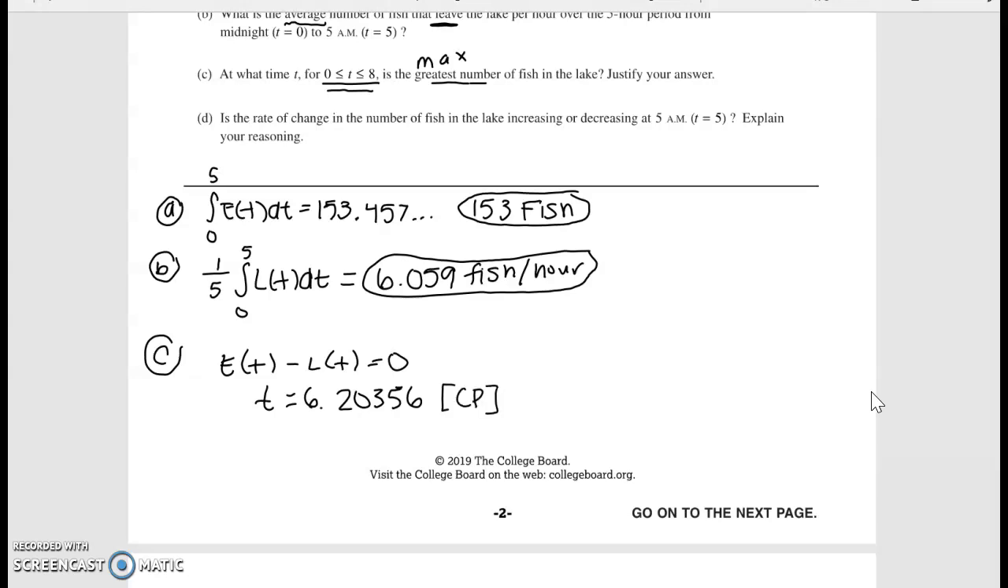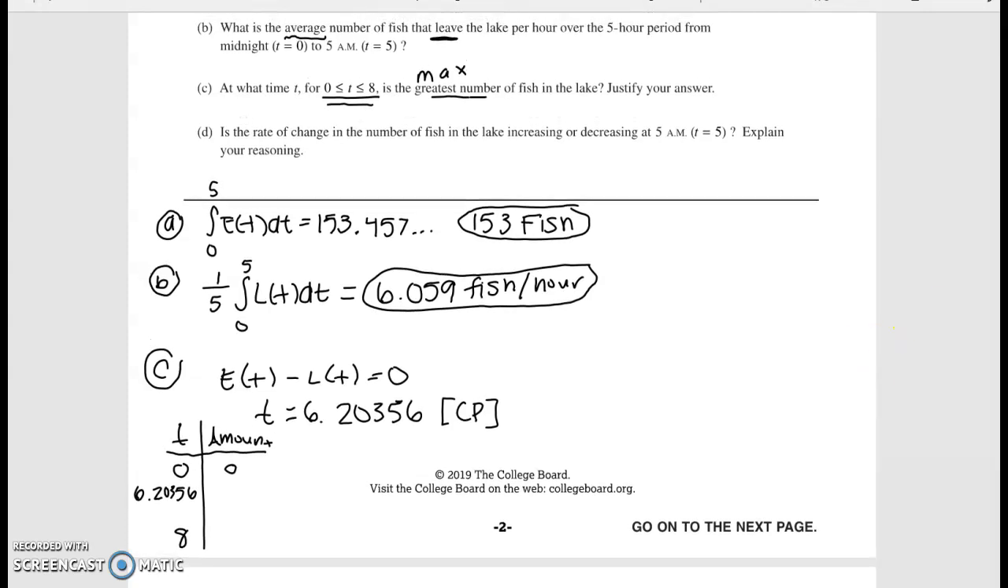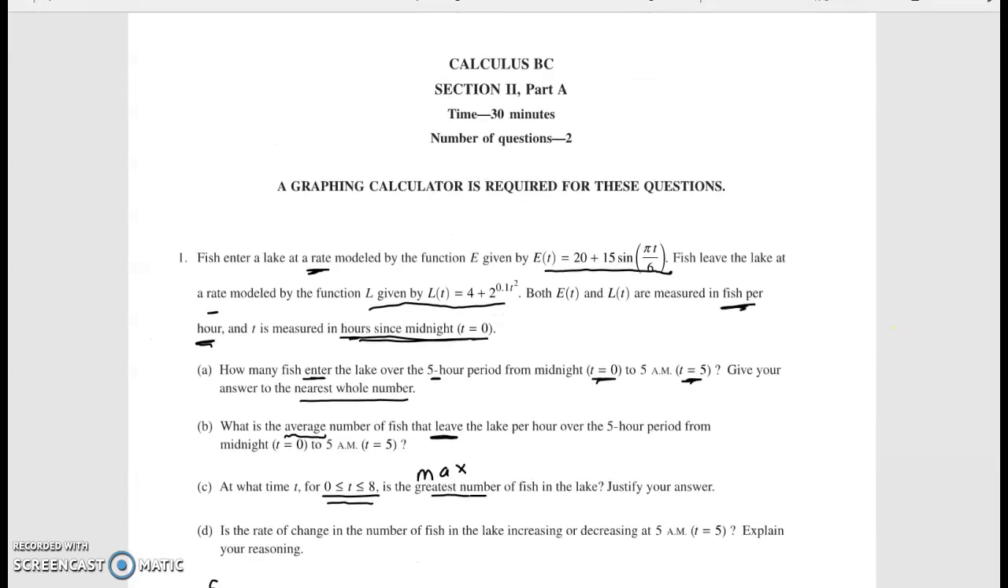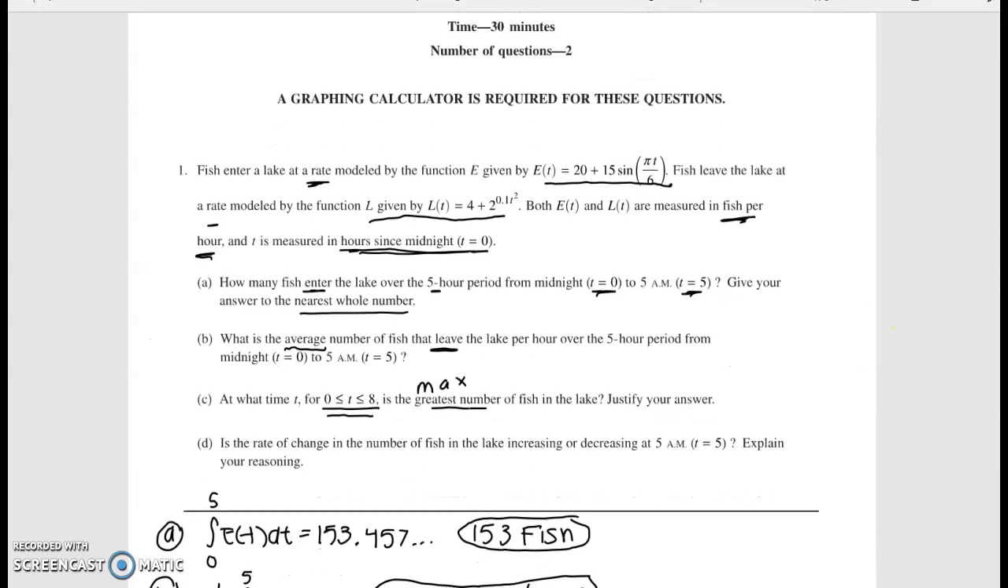Now, what goes in our chart? Remember, what goes in our chart is the critical points and the endpoints. So our endpoints are 0 and 8, and our critical point is this. Now, obviously, at time 0, there's going to be no fish in the lake, and I think the question says that.